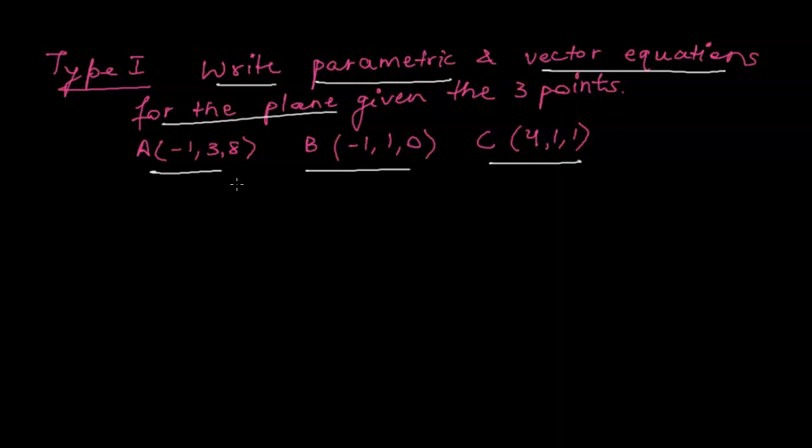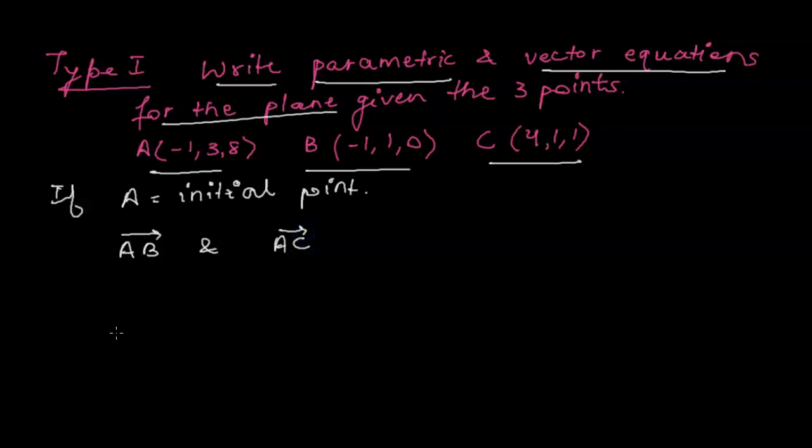As we know, when we have to write the vector and parametric equations, we need to find the two direction vectors. So we would first write the two direction vectors, considering A as the initial point. If A is the initial point, then we would have direction vector AB and direction vector AC. To determine the coordinates of direction vector AB, we would use the same procedure that we have learned in the previous lessons: x2 minus x1, y2 minus y1, z2 minus z1. When we solve this, we get (0, -2, -8).